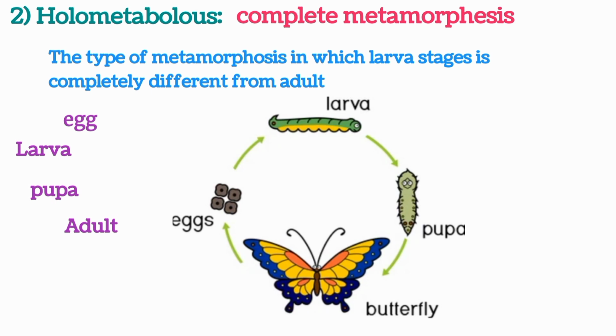If you see the picture, you can notice that there is no similarity between both stages. Larva and adult are totally different from each other. They are like two different species. Now we can study all these stages in detail one by one.